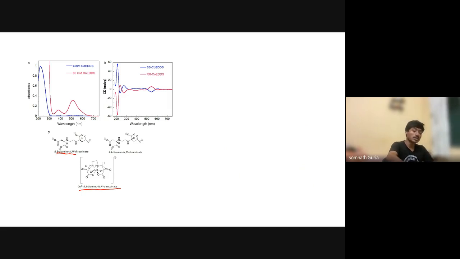All those succinic acids are chiral in nature. They are actually inducing the chirality into the cobalt center, as we found in the CD spectra. We have a d-d transition over here and the other CD activity around the 200 nanometer region.